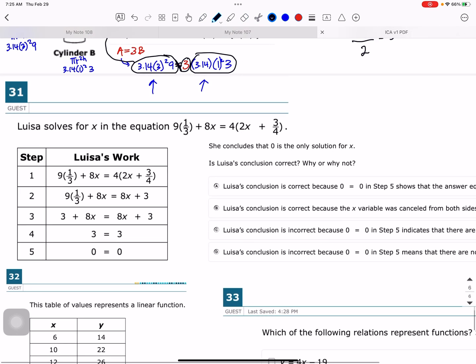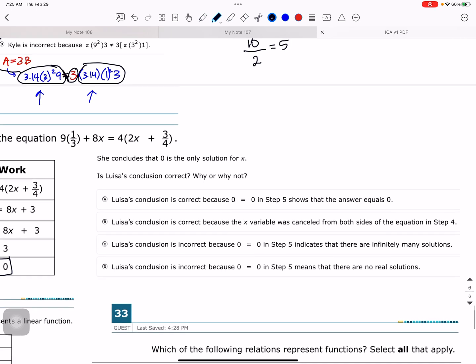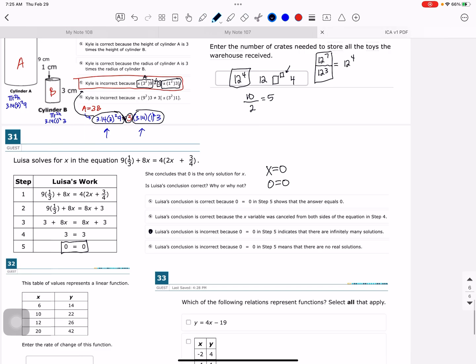31, if you get 0 equals 0, they did everything right. 0 always equals 0. There are infinitely many solutions. That doesn't mean x equals 0. X equals 0 looks like this. 0 equals 0 means infinity.